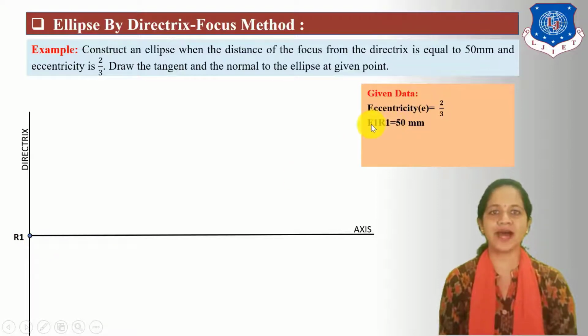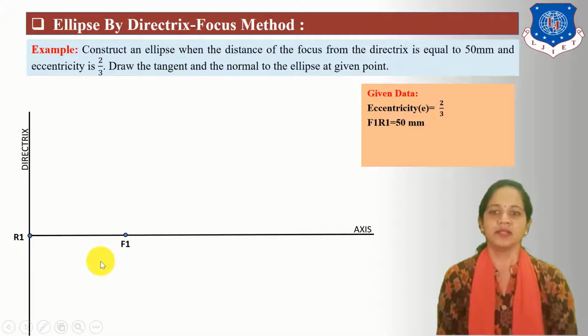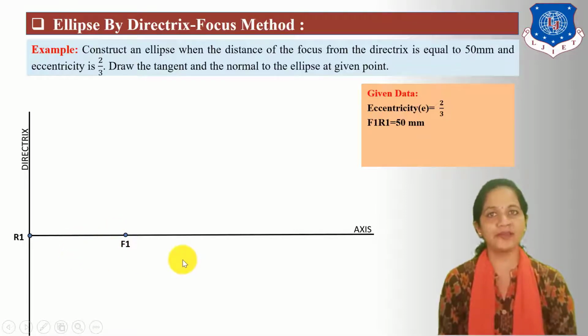Now the distance of the R1 and F1 points is given as 50 mm. So locate the F1 point on the axis, taking the distance between the F1 and R1 points as 50 mm or 5 cm. Now next, how to find the vertex V1 point? Here eccentricity E is given as 2 by 3, and we know that E is equal to V1F1 upon V1R1, which is equal to 2 by 3.